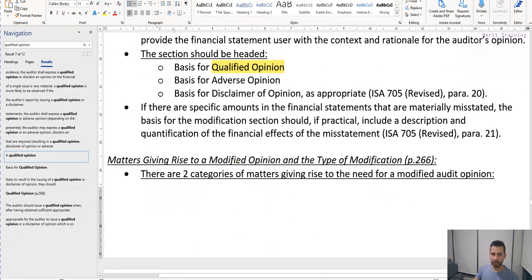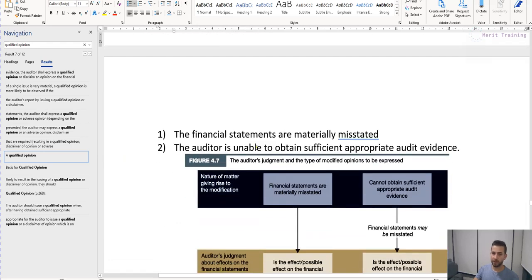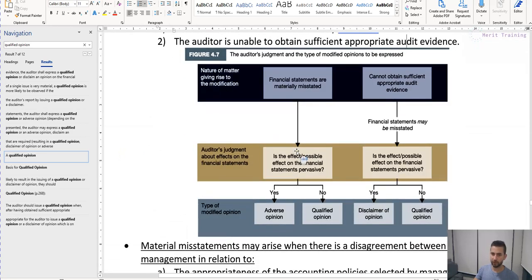So these are the issues or matters that give rise to a modified opinion. There are two categories of matter. Number one, the financial statements are materially misstated, or number two, the auditor is unable to obtain sufficient appropriate audit evidence. So it's either they found something that's making the accounts wrong, or the auditor can't get in there to check if it's wrong or not. So we've got to assume that it's wrong, basically.